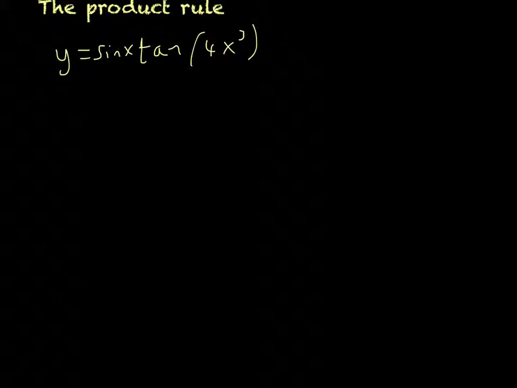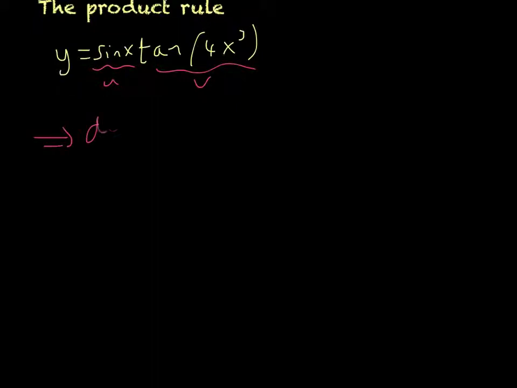One more example then. Let's see if we can do it without reference to the product rule up there. We need to start learning that off by heart. So this time, let's go for y equals tan of 4x cubed, all times sine x. So I've got a product, one thing times another thing. Here's my u, here's my v.